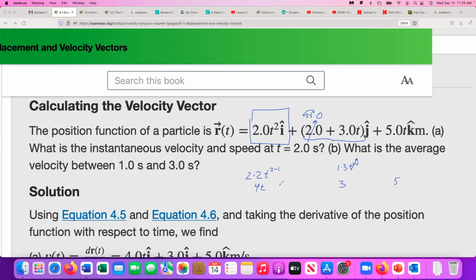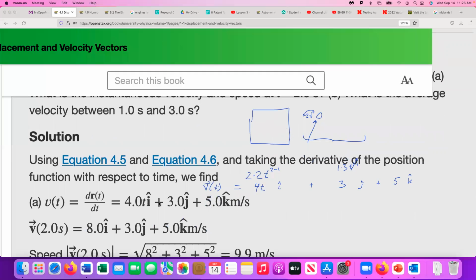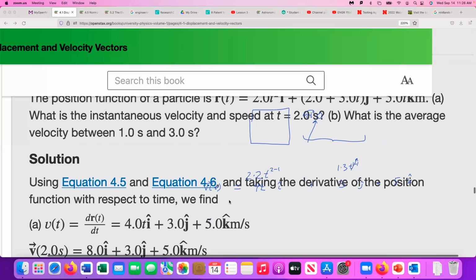And if we put it all back together, we put our i hat here, we put our j hat plus j hat here. There were no negative signs in here that we have to be careful of. So we're good. So this becomes our velocity as a function of time vector. And that's what they show down here. That's what this is right here. 4t i hat plus 3 j hat plus 5 k hat, and the units are kilometers per second.